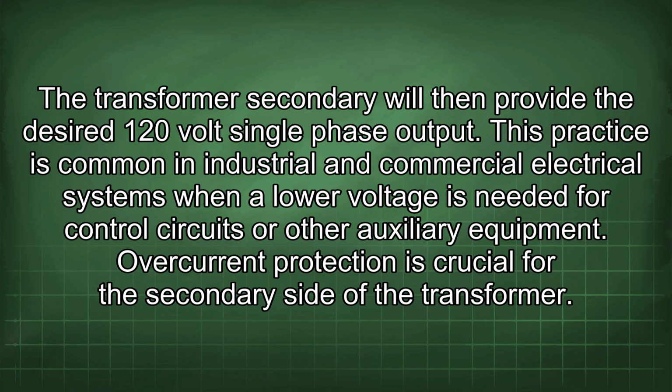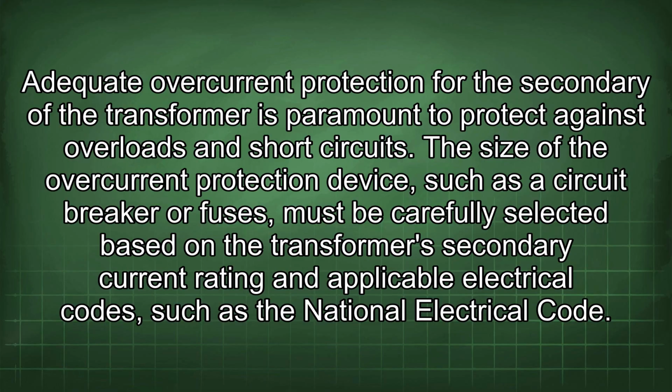This practice is common in industrial and commercial electrical systems when a lower voltage is needed for control circuits or other auxiliary equipment. Overcurrent protection is crucial for the secondary side of the transformer. Adequate overcurrent protection for the secondary of the transformer is paramount to protect against overloads and short circuits. The size of the overcurrent protection device, such as a circuit breaker or fuses, must be carefully selected based on the transformer's secondary current rating and applicable electrical codes, such as the National Electrical Code.